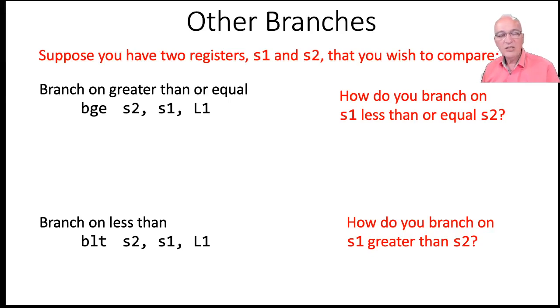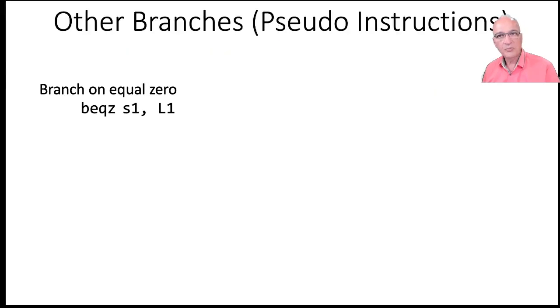So by changing the order of the registers, I obtain the other two branches, and I don't need to have them in the instruction set of the processor.